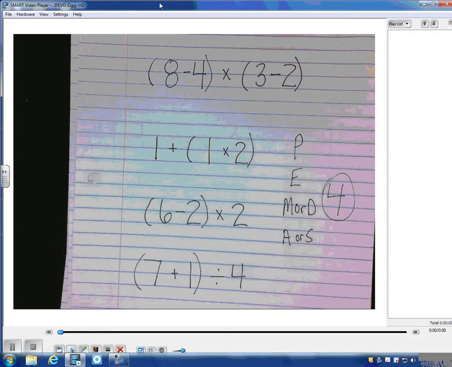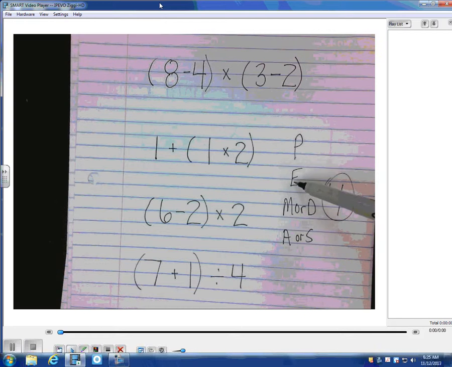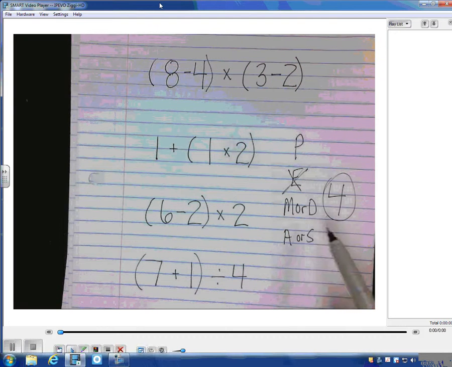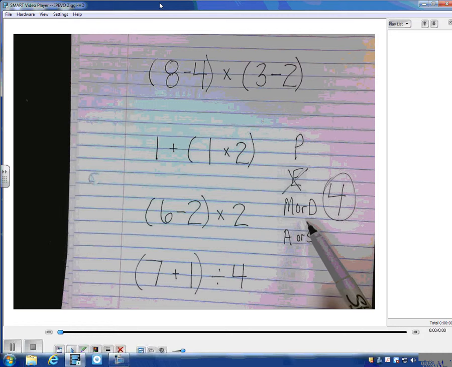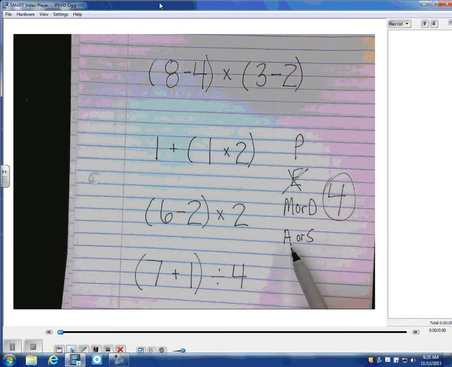And again, this is just using your order of operations. So you do your parentheses first, exponents, which there are no exponents in any of these problems, so you can just go ahead and mark that out. Then you have multiplication or division. Now, if you have both of those in the same problem, you do whichever comes first. Okay, and again, just to review, same thing for addition or subtraction.